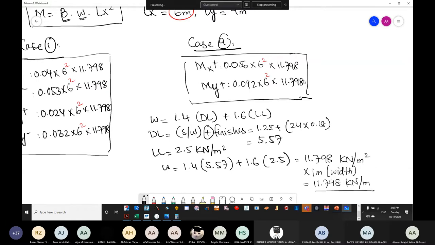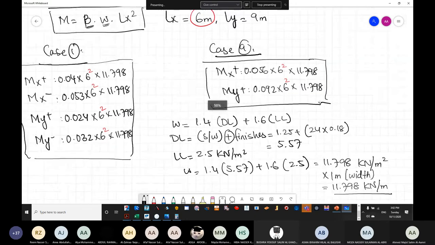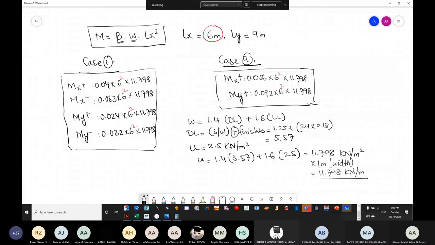Doing that, we'll be able to calculate our moments, right? Whatever we have done, we have found all the variables, we have found the coefficient, we know what Lx is, we calculated W, so we'll now be able to get the values of moments, right? Are we fine?